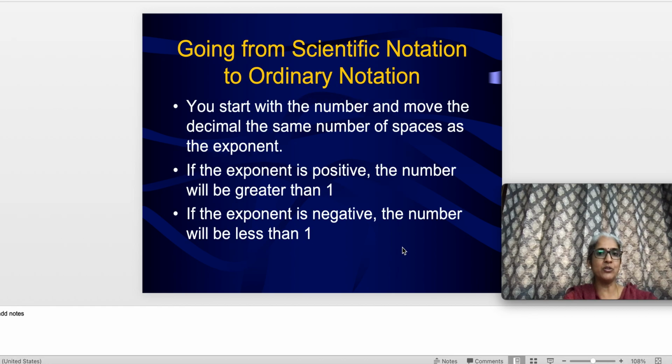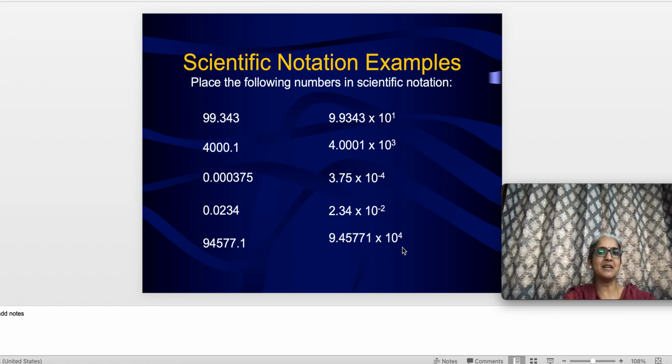Now that I have told you the rules, let's look at the other side of it. 99.343, if I have to write it in this form, again I need a number between 1 and 10, so I'll make it 9.9343, and I have moved 1 place to the left, so times 10 to the power 1. Now should I keep all the digits? Well, unless I have been told to round off to 3 significant figures, all the digits that are present, I will keep as they are. Similarly, 4000.1, I need a number between 1 and 10, so I'll make it 4.0001. I have moved 3 places to the left, so 10 to the power 3.